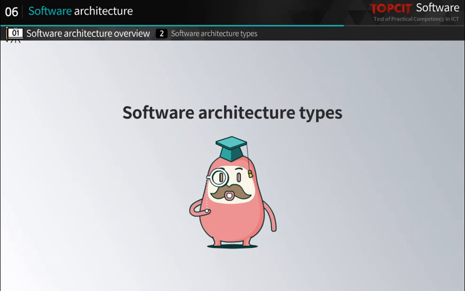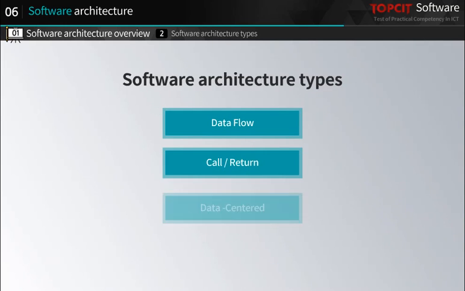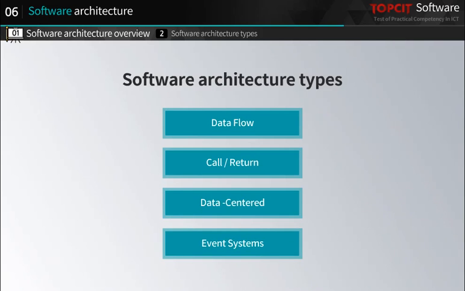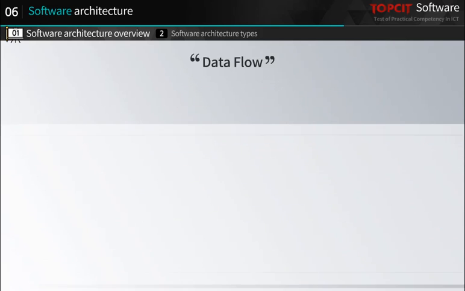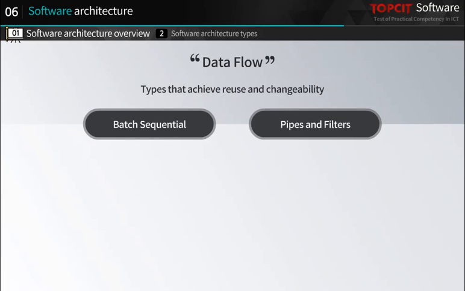Now let's look at the types of software architecture. We will group each type into data flow group, call return group, data-centered group, and event system group. First is the data flow group. Types included in this group are types that can achieve reuse and changeability. This includes the batch sequential processing type and pipe and filter types.